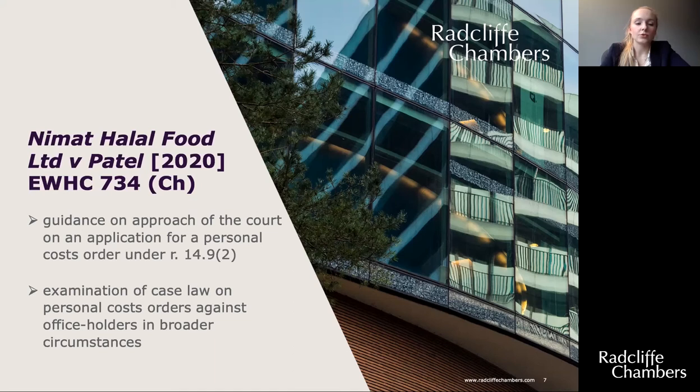This came to trial, and Judge Briggs allowed the appeal and found that the sums, at least in the case of one of the proofs of debt, were properly due. And following that judgment, the applicants sought a personal cost order against the administrator. Now, I think this is a useful case because it provides guidance on the approach of the court on an application for a personal cost order under Rule 14.9. That's specifically about appeals from rejection of proofs of debt, but it also looks at the case law on personal cost orders against office holders in a broader range of circumstances. So it provides a useful examination of the case law.